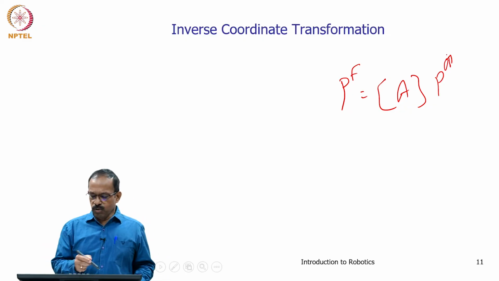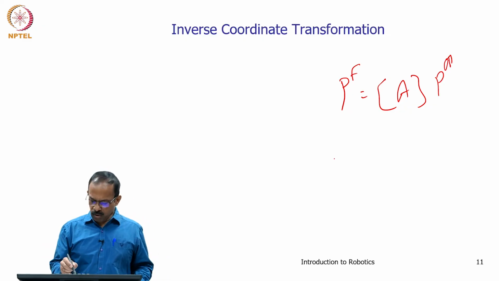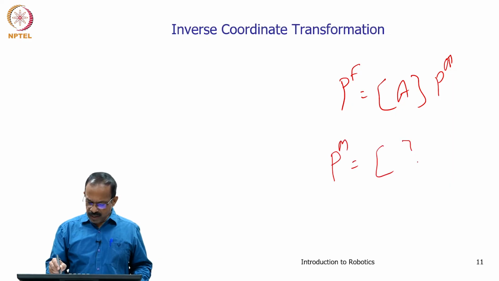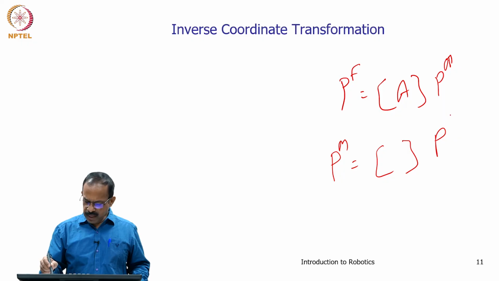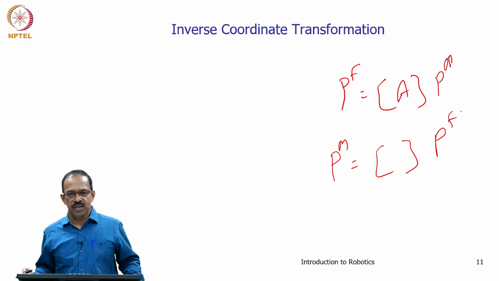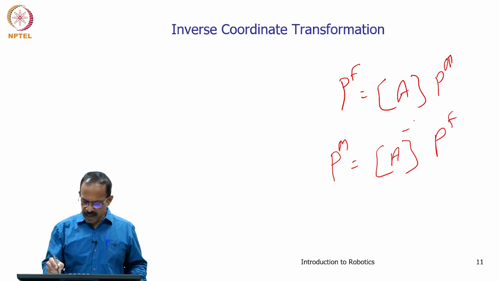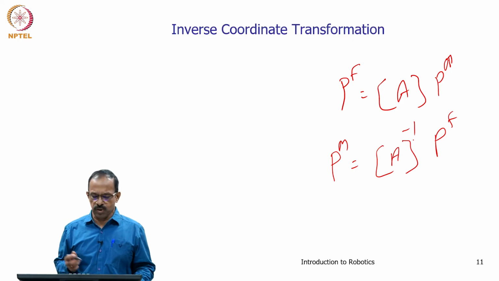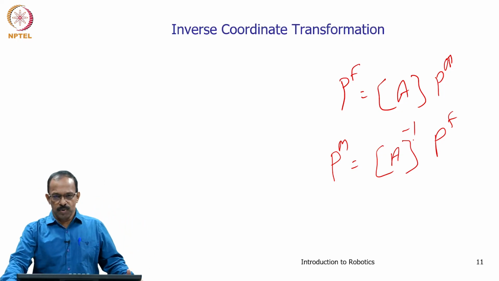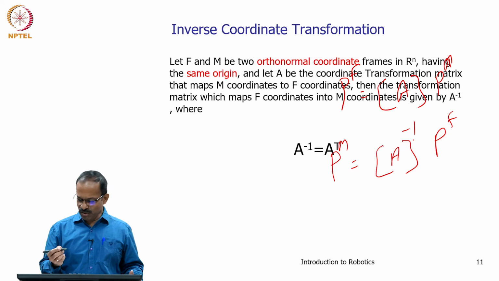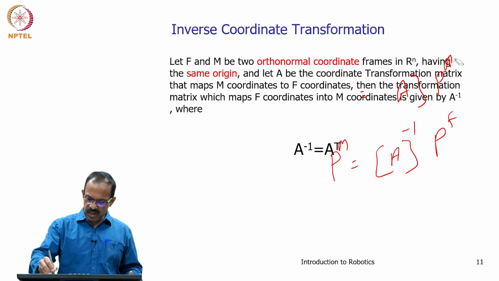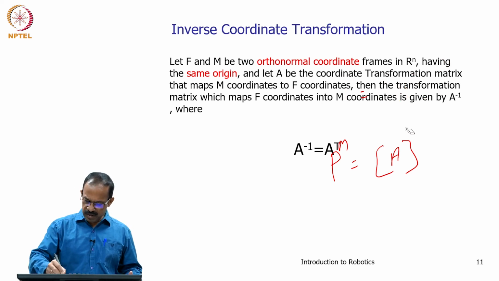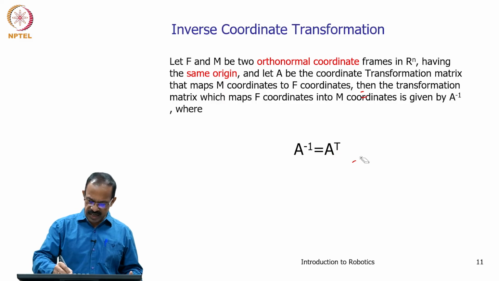Okay, but we can do the inverse also. If we know Pf, then we can find out Pm from Pf. So, what we need to do is to use the A inverse. We can take the inverse of the coordinate transformation provided the origins are the same. That is the only condition here. So, the inverse can be obtained as a transpose in this case.